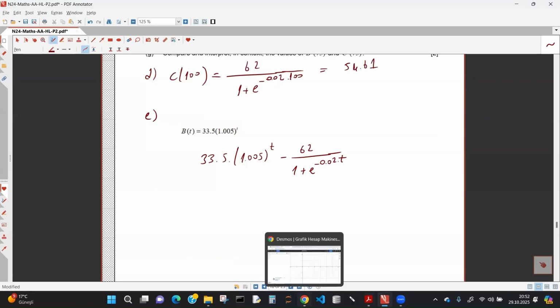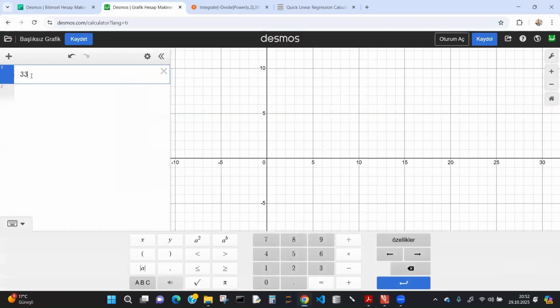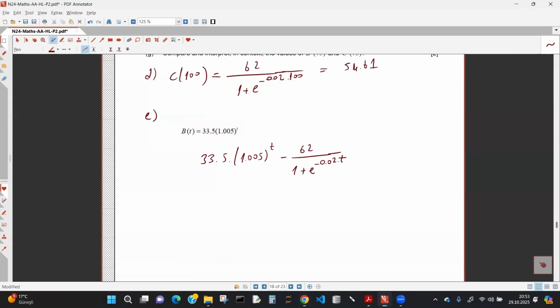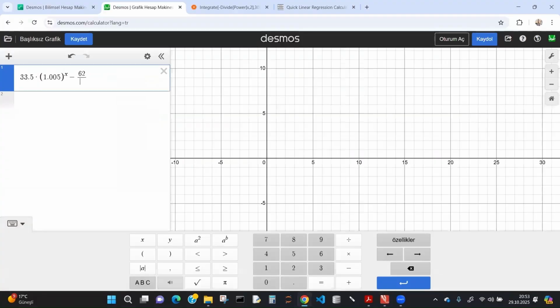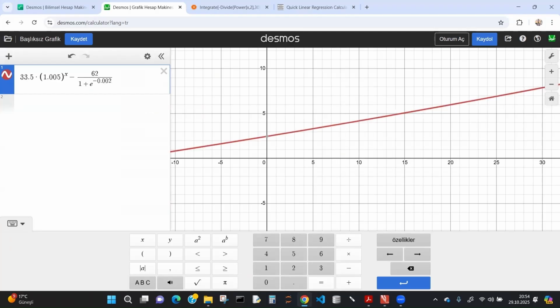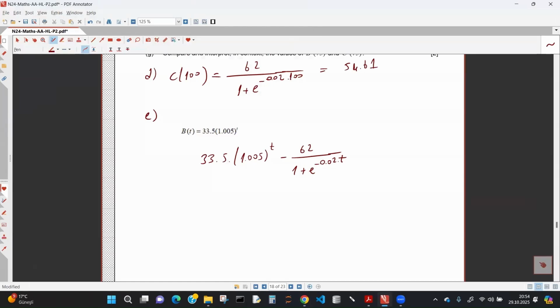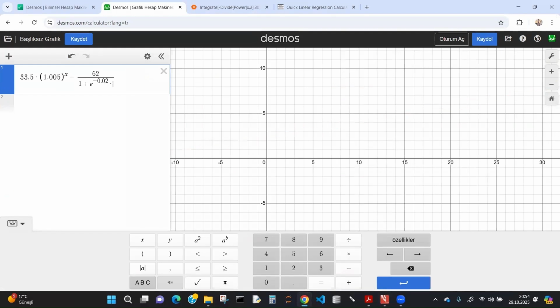32.5 times 1.005 to the power of x minus 62 divided by 1 plus 8 to the power of minus 0.02 times x.